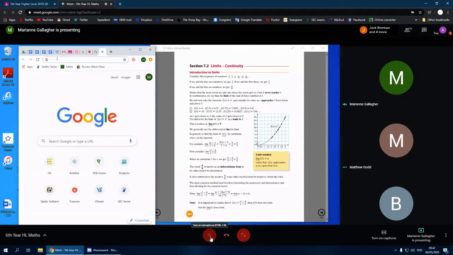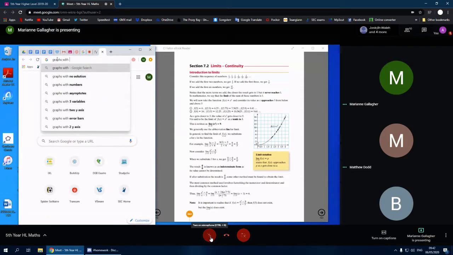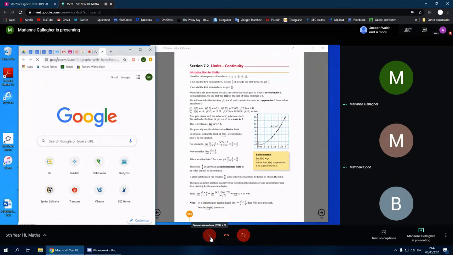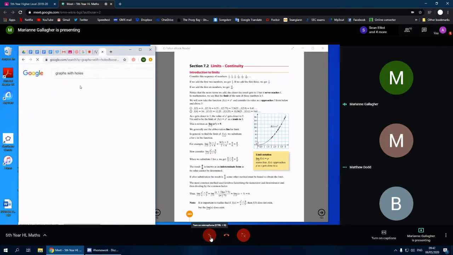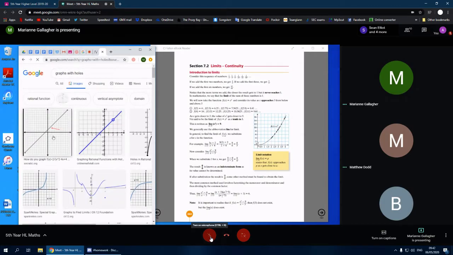I'm going to just show graphs. Sometimes instead of a jump like that, you actually get a hole in the graph. So just to give you an idea here. You see those graphs, like you've got a straight line, you've got a little hole there. See that?